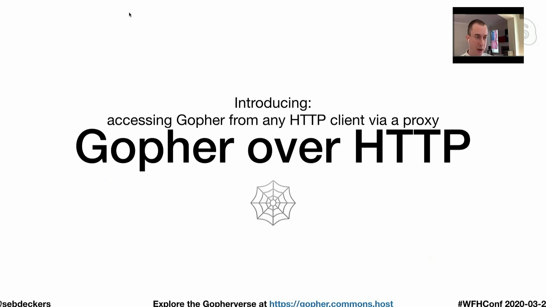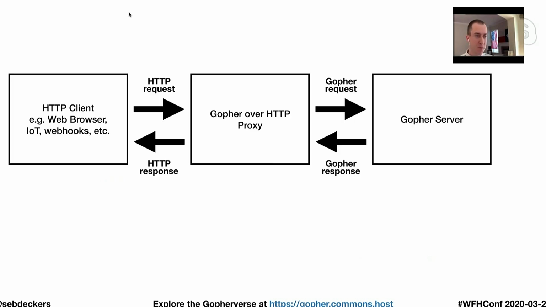And by setting up a little intermediary layer, you can take your HTTP client, which in my Gopher client's case is a web browser, but it could be any HTTP client that you might have, like an IoT device or a webhook. And you can reach Gopher from that using a Gopher over HTTP proxy like you see in the middle. So you make an HTTP request, the proxy translates it into a Gopher request, which your Gopher server, some of which are very old, receives, responds with a Gopher response, gets translated to an HTTP response, goes back to the HTTP client. Very simple, very lightweight.